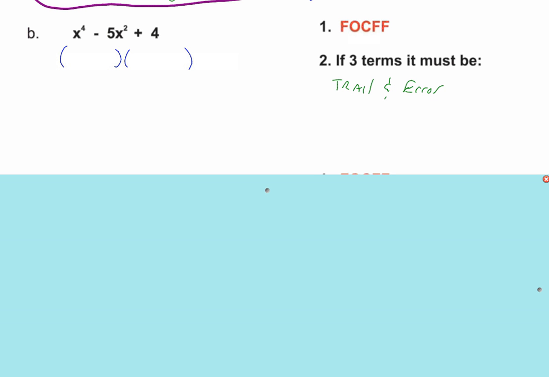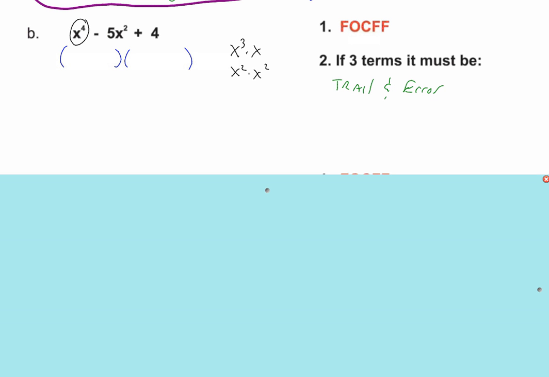Let me use a little color here. I'm going to go black. Remember, the fronts must multiply to x to the fourth. There are two possibilities, aren't there? I could go x cubed times x, or I could go x squared times x squared. What gives you a clue in which one to pick? Anybody know? Remember, factoring by trial and error, it's all about the middle.